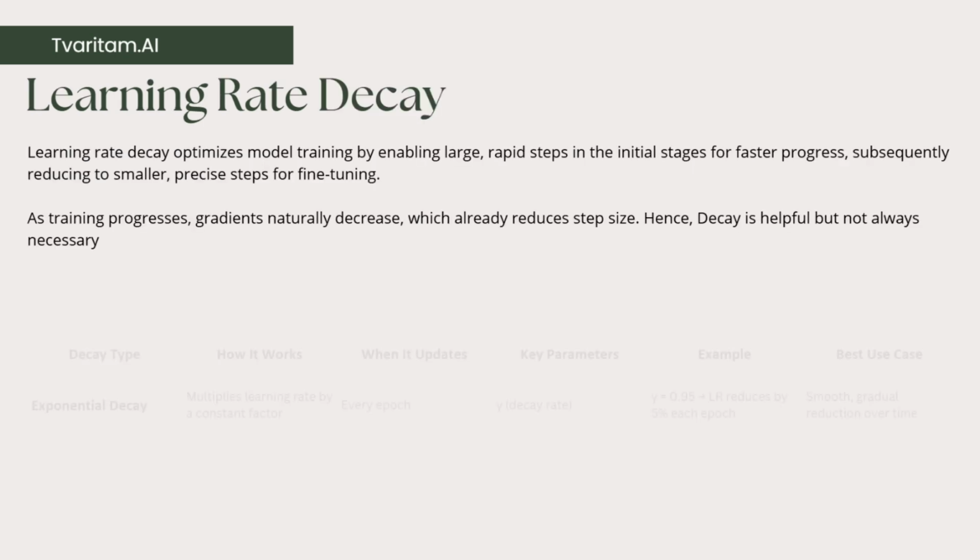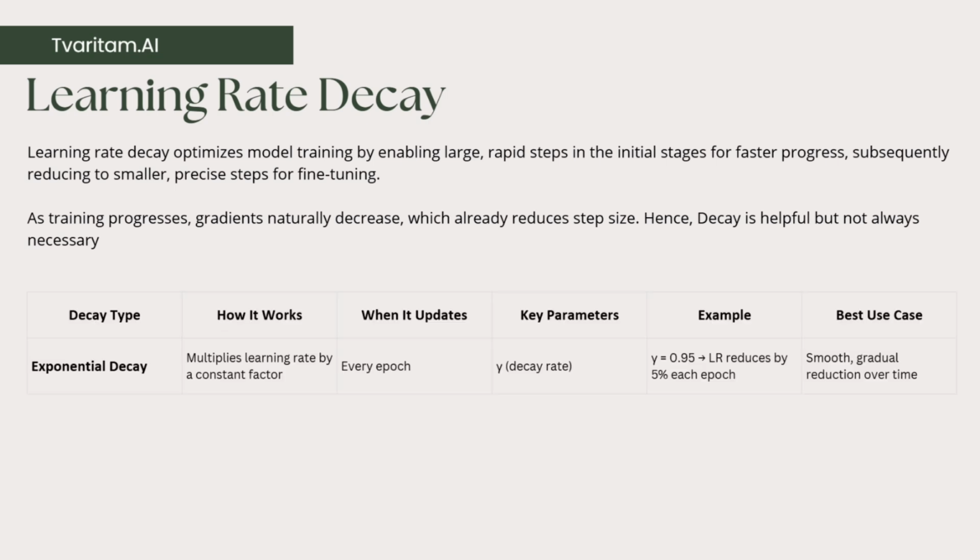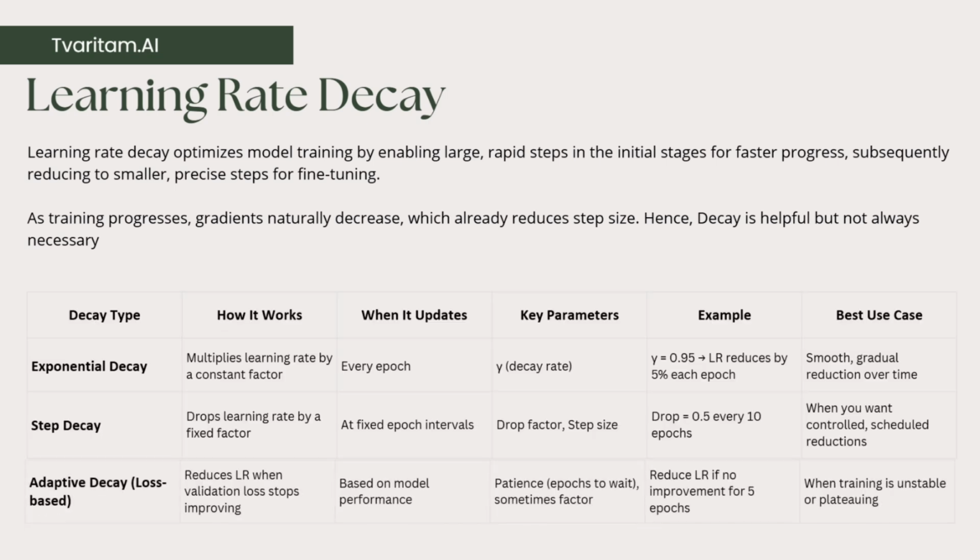For learning rate decay, we can reduce the learning rate over time using exponential decay, step decay or adaptive decay, as covered in linear regression. Exponential decay multiplies the learning rate by a constant factor, so it is smoother for every epoch. In step decay, the learning rate decreases at fixed intervals, and adaptive decay reduces the learning rate when validation performance stops improving, using a parameter called patience, that is the epochs to wait for.